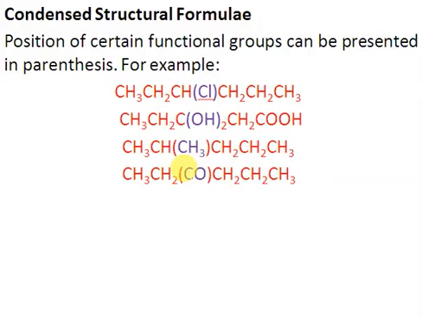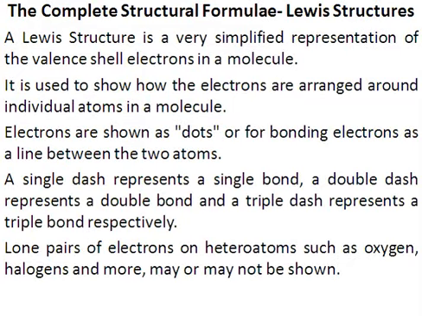So condensed formulas give us the sequence of atoms. However, if you have very complex structures, large structures, or cyclic structures, we cannot write condensed formulas for them, right? It becomes very difficult to understand the condensed formula when the molecule becomes much more complex. So next we have another way of writing the structural formula, that is the Lewis structure.